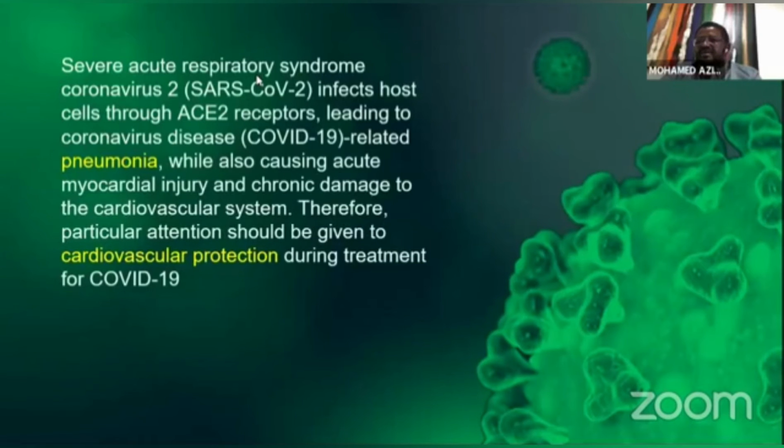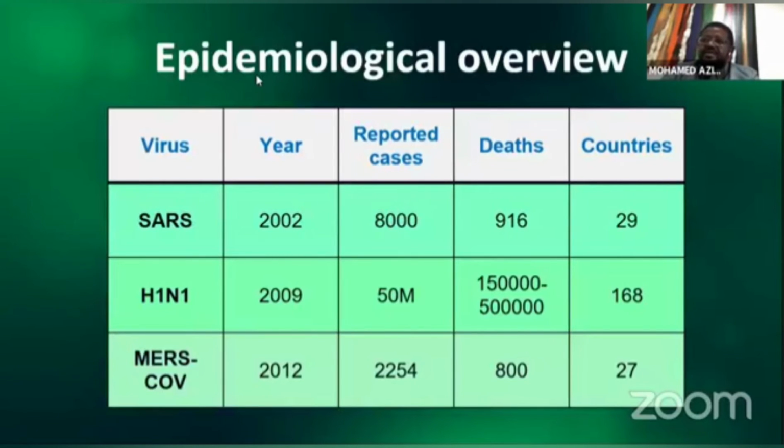Why are the cardiovascular system and lung involved in COVID-19? As mentioned yesterday and today by Dr. Abdul Majid, the angiotensin converting enzyme 2, ACE2 receptor, is present in the lung and heart tissues. That's why both organs are involved in COVID-19. Next slide, please. So I will review the previous viruses and how they hit the world in the last 20 years.